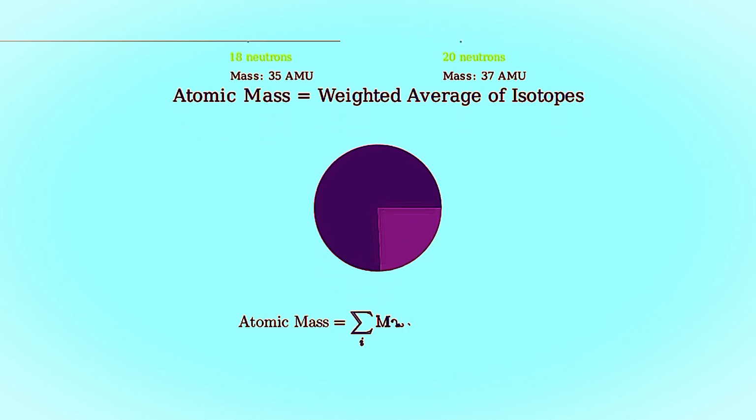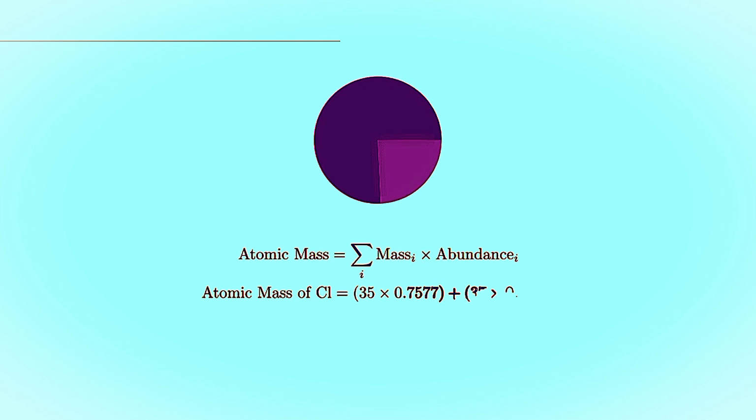The formula for the weighted average is the mass of each isotope multiplied by its fractional abundance, summed over all isotopes. So for chlorine, we multiply 35 by 0.7577 plus 37 multiplied by 0.2423. This gives us 35.45 AMU, which is the atomic mass of chlorine.